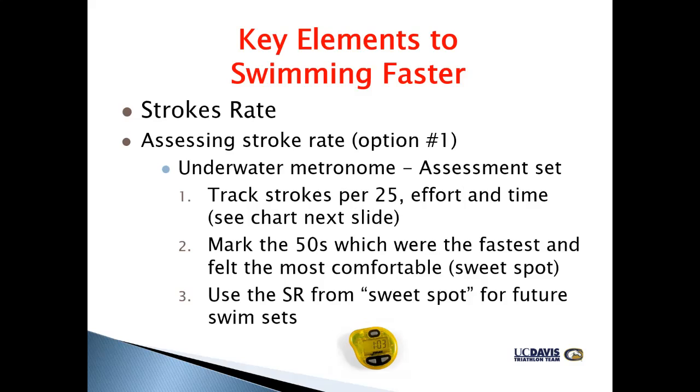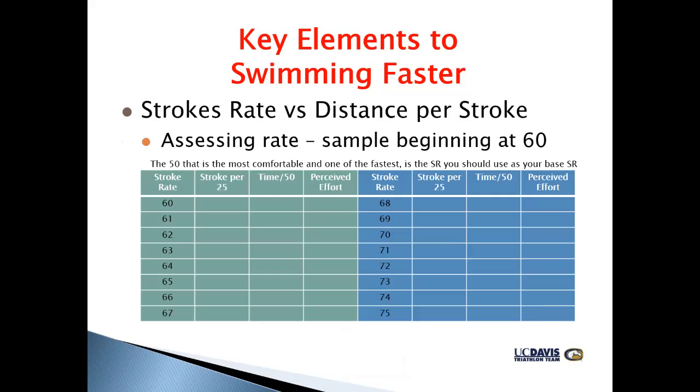When you do this assessment, you're going to track the number of strokes you take per 25. You're going to track your effort for each 50 and the time it takes to do each 50. And you mark the 50s which were the fastest and felt the most comfortable. That's your sweet spot. Then that sweet spot is used for the stroke rate for future swim sets in order to make potential improvements.